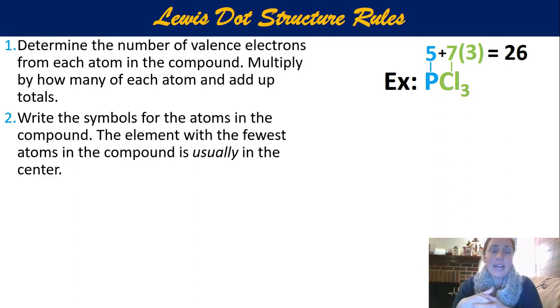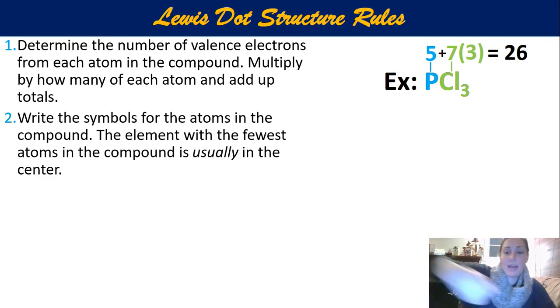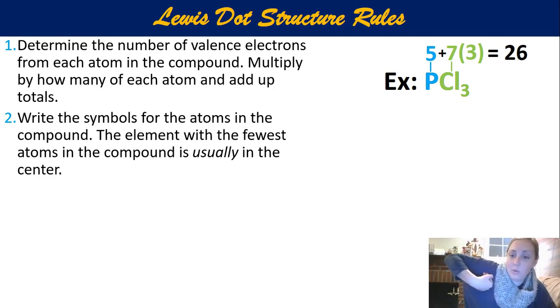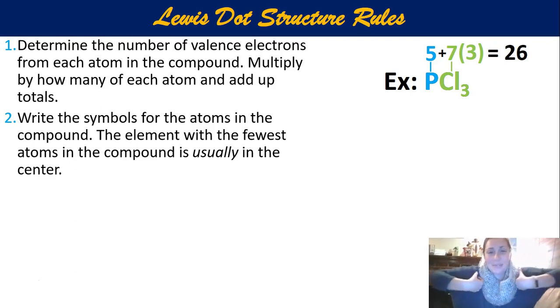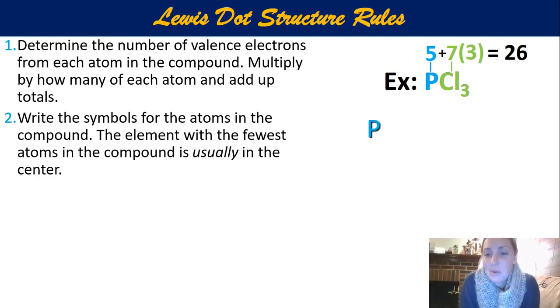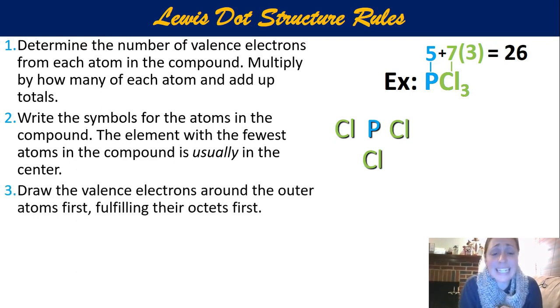I think of the number of bonds an atom can make as how many arms they have to link onto other things. Since chlorine can only make 1 bond, it only has 1 arm, so it can only go on the outside of a molecule. It can just hold on by one side. It can't grab onto multiple things. Okay, so I'm going to put phosphorus in the middle, and then I'm going to put my 3 chlorines outside of it. The next step, step 3, is you're going to draw the valence electrons.